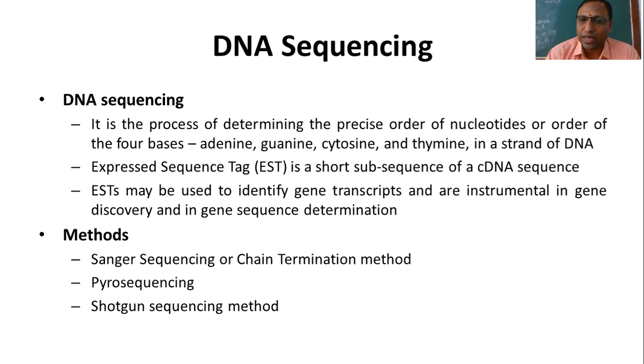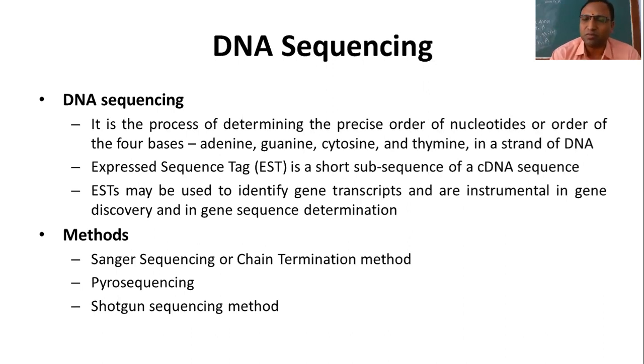The second thing we have to do is the expressed sequence tag, that is EST. So EST means it is a short subsequence of a complementary DNA sequence. For example, if you have your RNA, from the RNA you make a copy, or you go for the reverse transcription process, you get the cDNA. Then that cDNA you have to make into small fragments. In those small fragments, the short subsequences which are present, you have to analyze. Then we have the ESTs, which may be used to identify the gene transcripts, and are instrumental in gene discovery and in gene sequence determination.